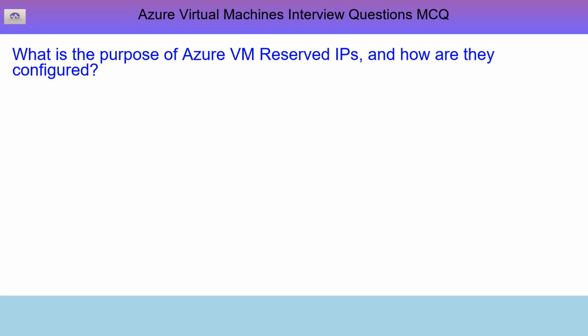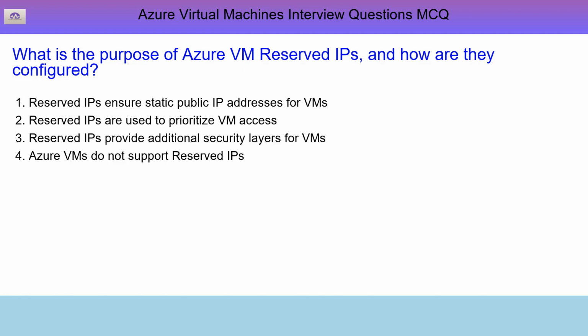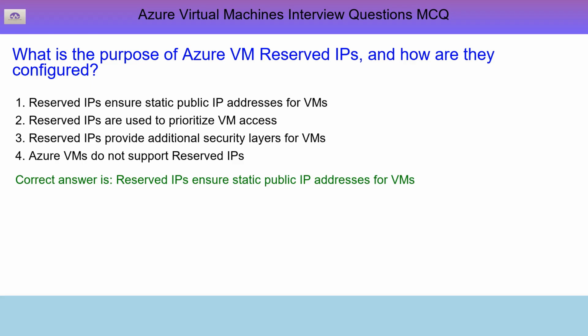What is the purpose of Azure VM reserved IPs, and how are they configured? Here are your options. 1. Reserved IPs ensure static public IP addresses for VMs. 2. Reserved IPs are used to prioritize VM access. 3. Reserved IPs provide additional security layers for VMs. 4. Azure VMs do not support reserved IPs. The correct answer is reserved IPs ensure static public IP addresses for VMs.